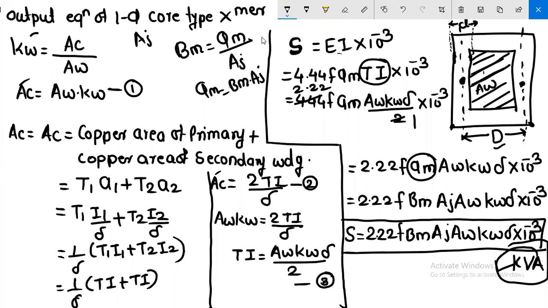Draw this diagram fast, don't waste the time. पटकन draw करा. Output equation of single phase core type transformer. हा काय काय जण वहीच्या मागण्या लिहायला लागलेत, काय भानगड आहे?